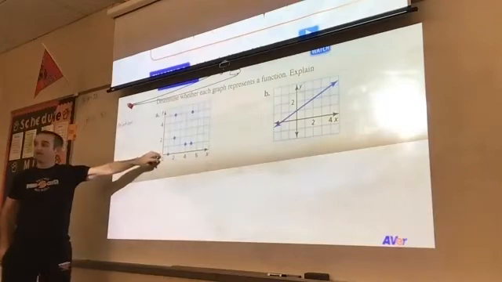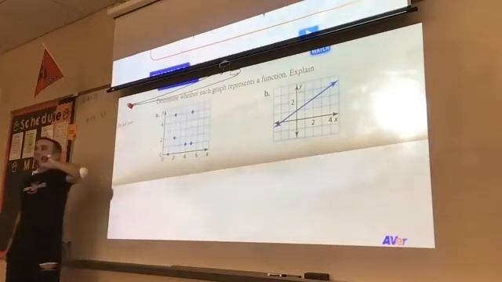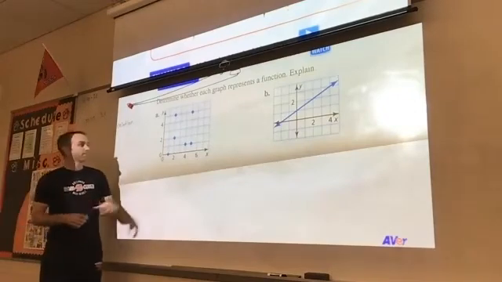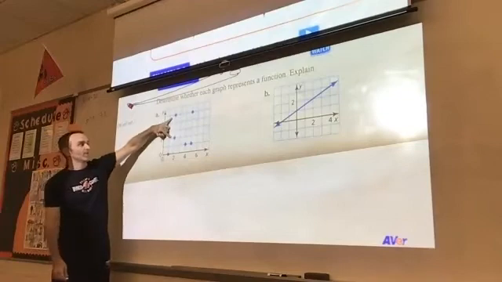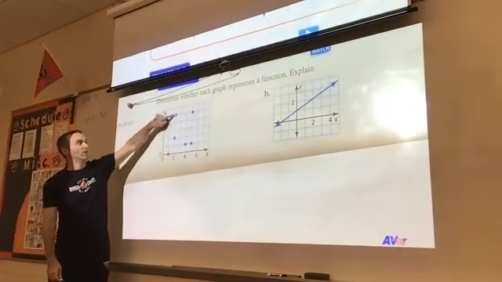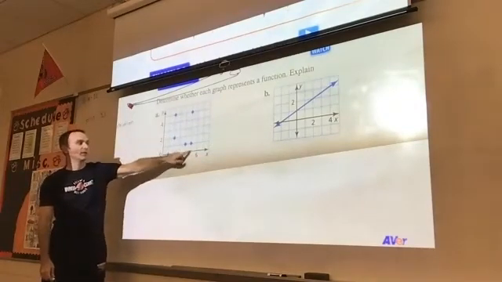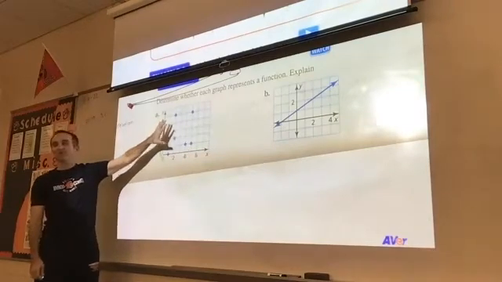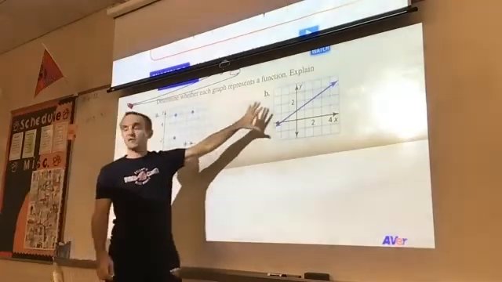Is A a function or not? No. Raise your hand and tell me why not. There are 2 different x's, but the y is different. Perfect. Right here, you've got the same x value of 2, but different y's. Same thing over here. You've got x's as 5s, but the y's are different. Not a function. Okay? Is B a function?